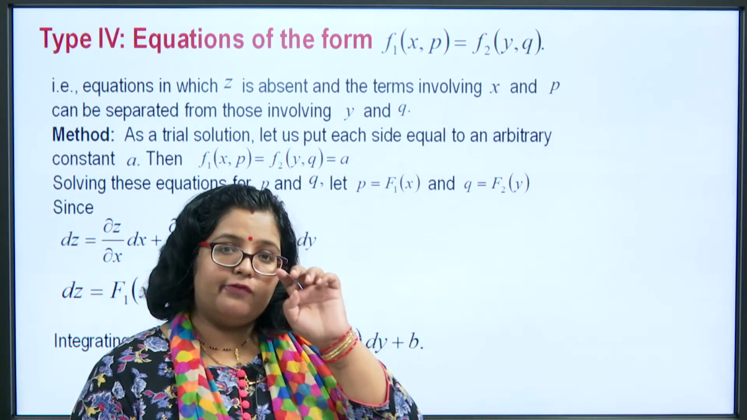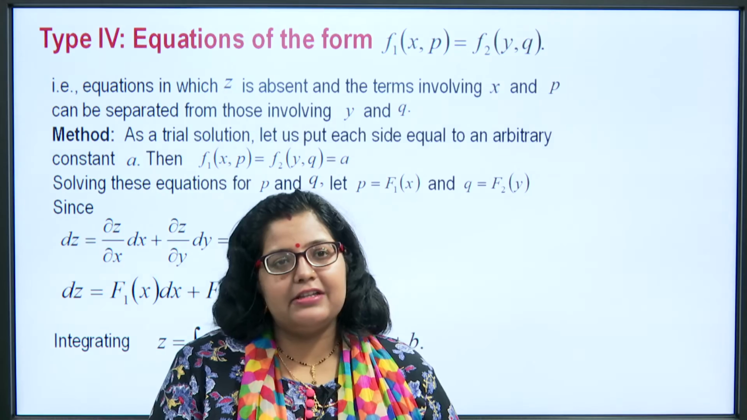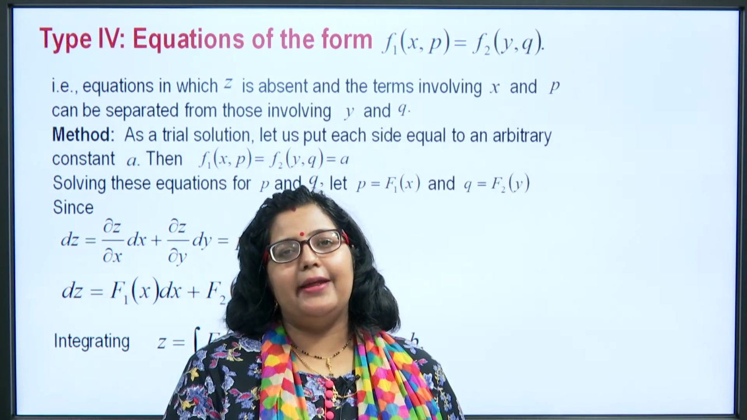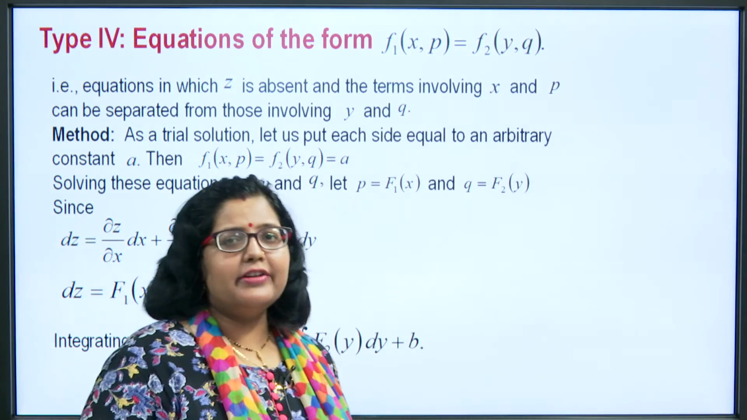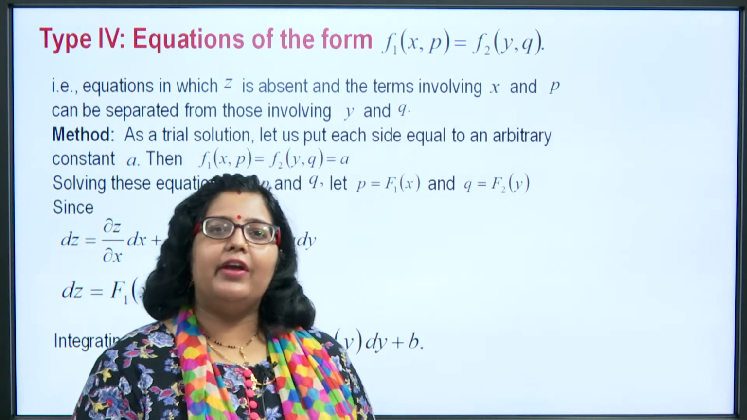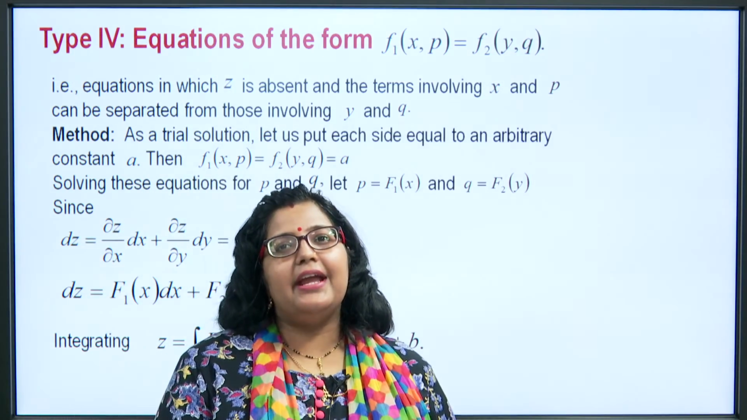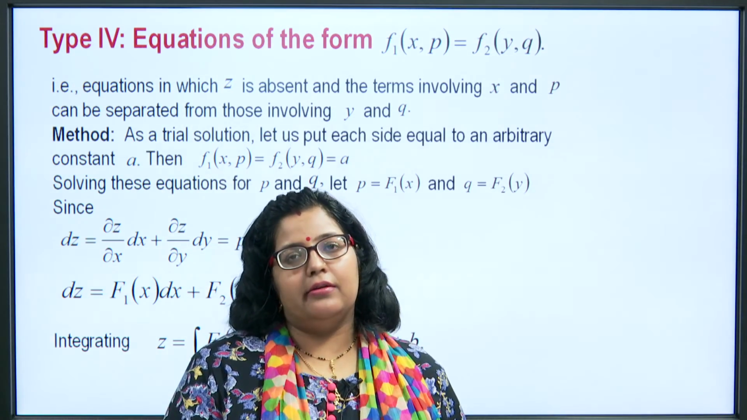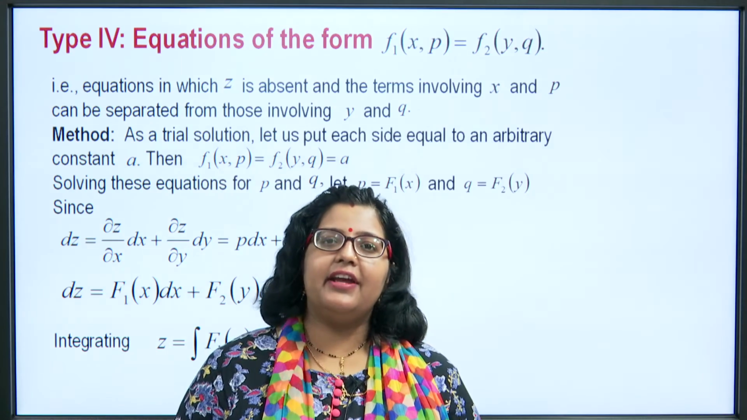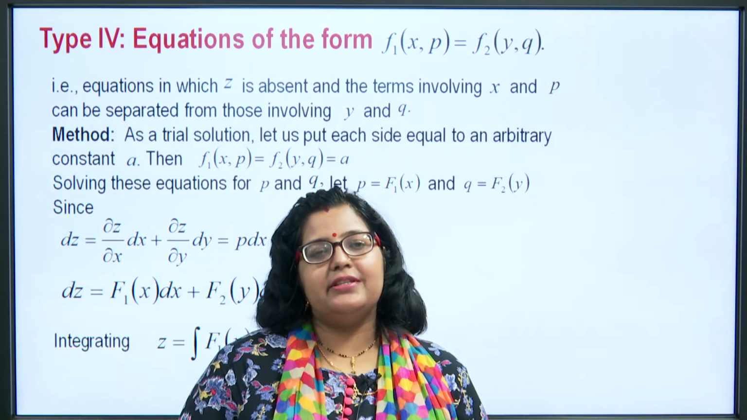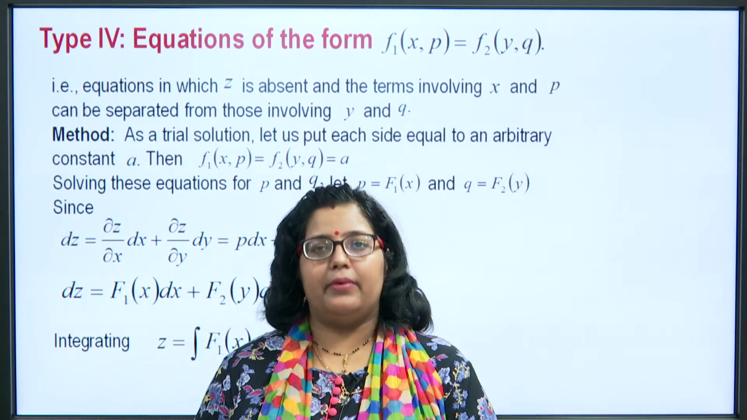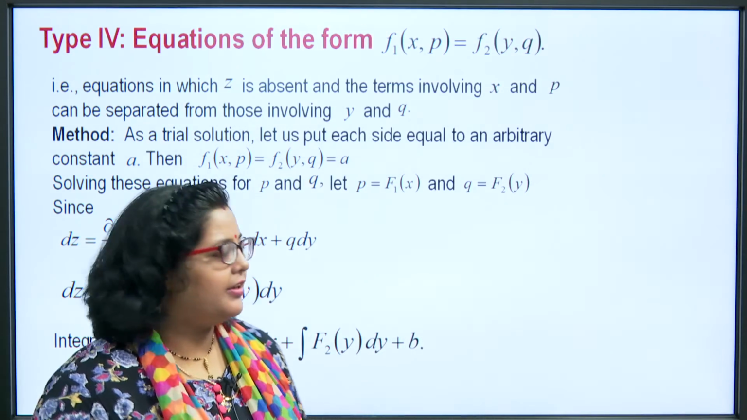What is type fourth? We have studied type first, type second, type third, and we will study type fourth. What do we say about type fourth? If the equation contains p, x and q, y variables, not z, and the equation can be written as xp on one side and qy on the other side, equal to A, we can solve this.